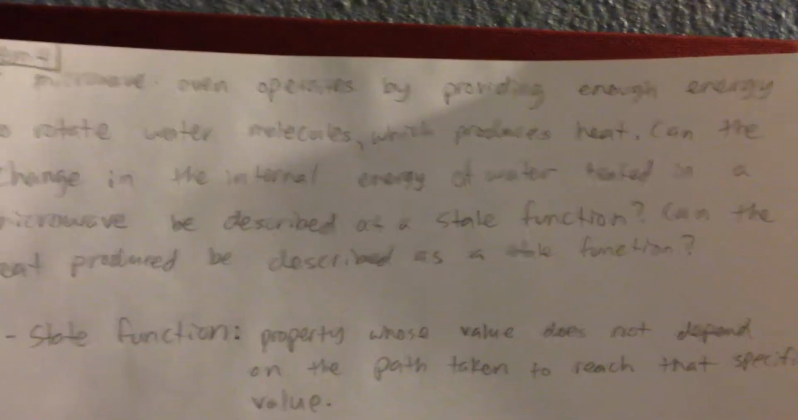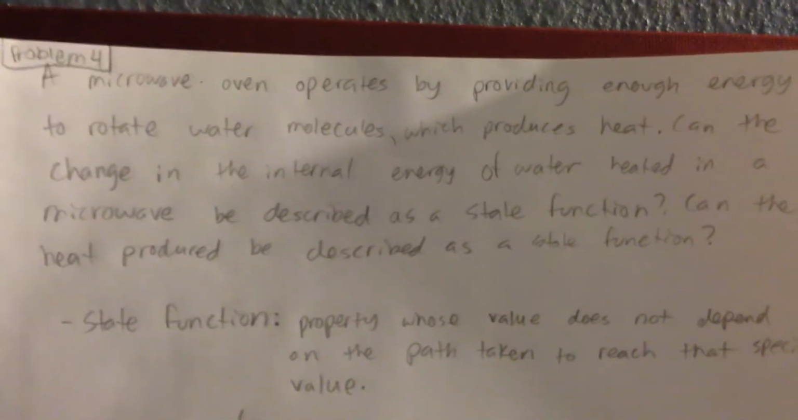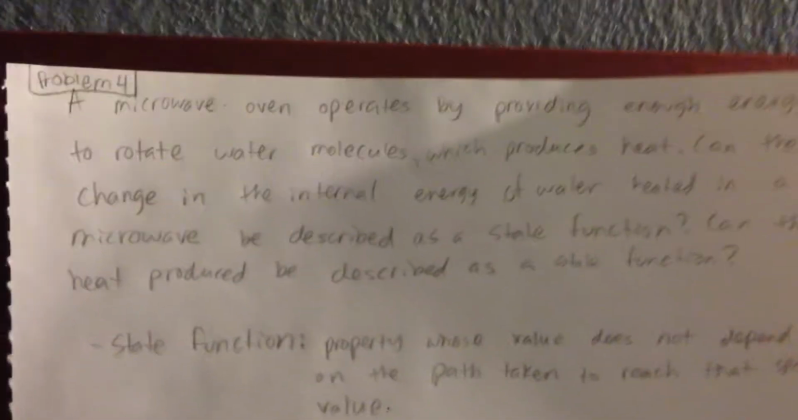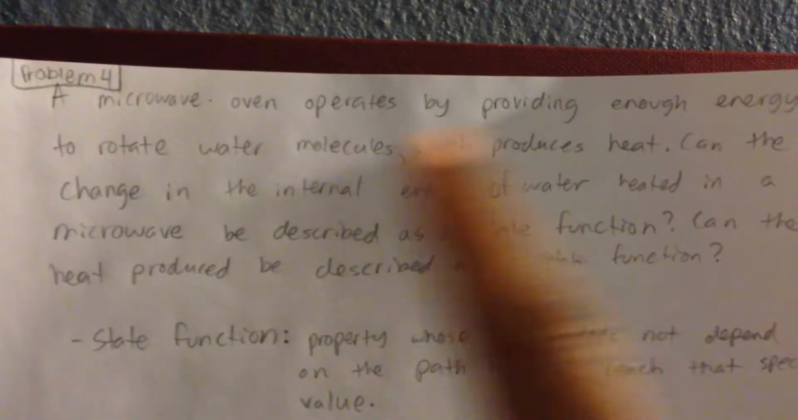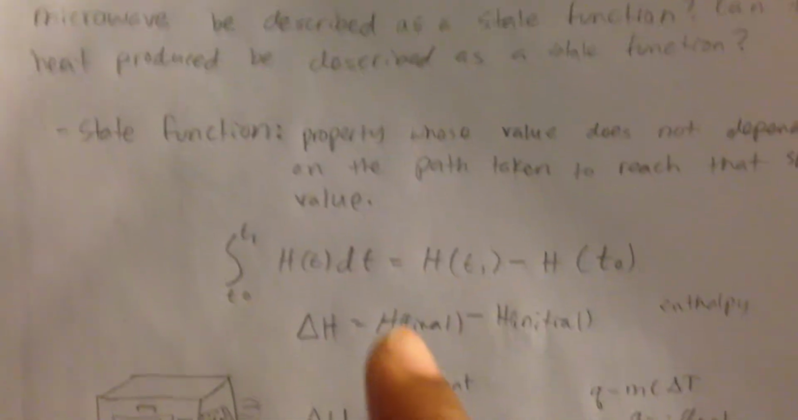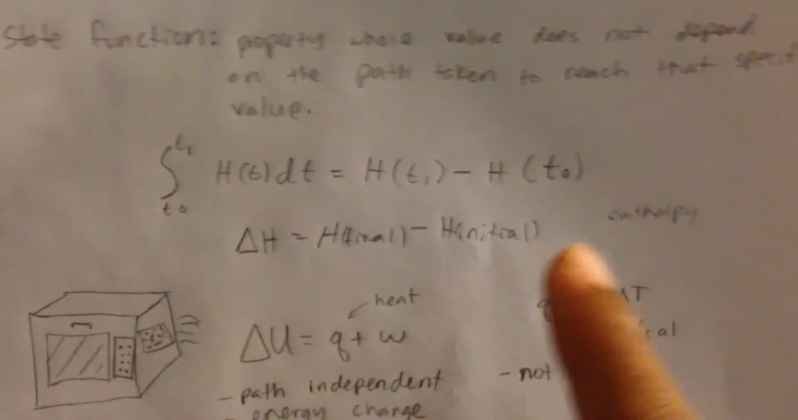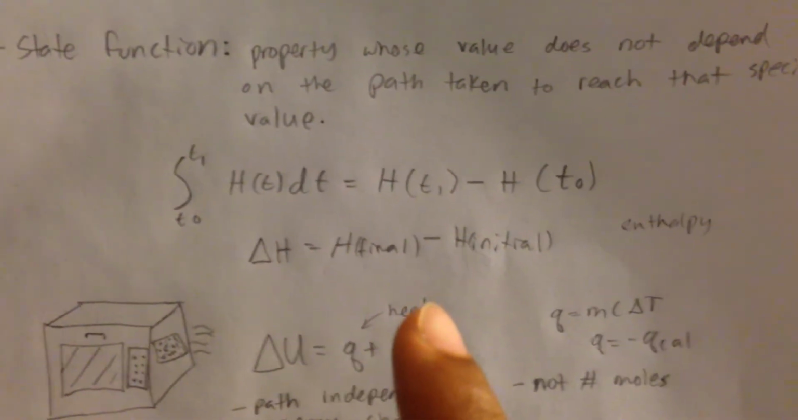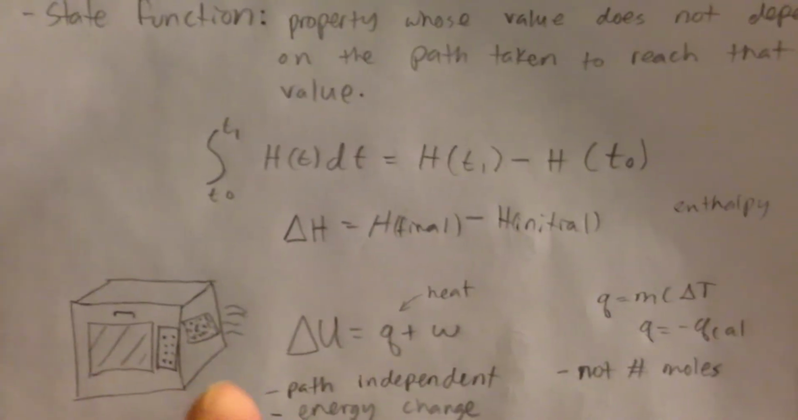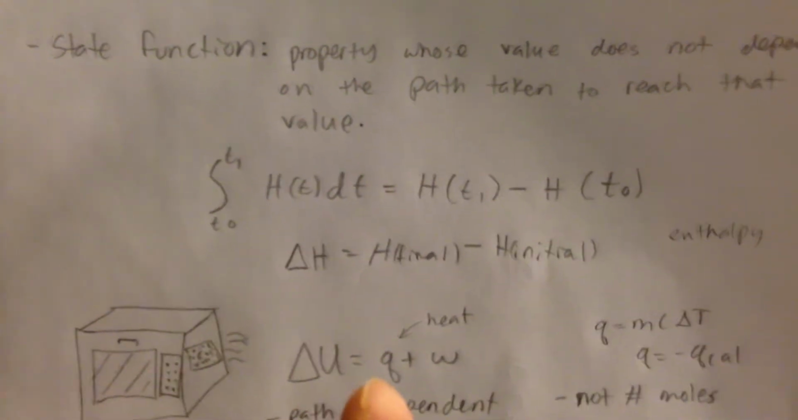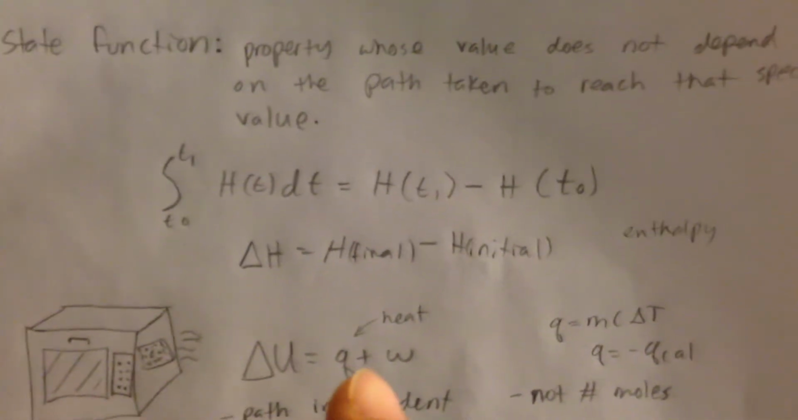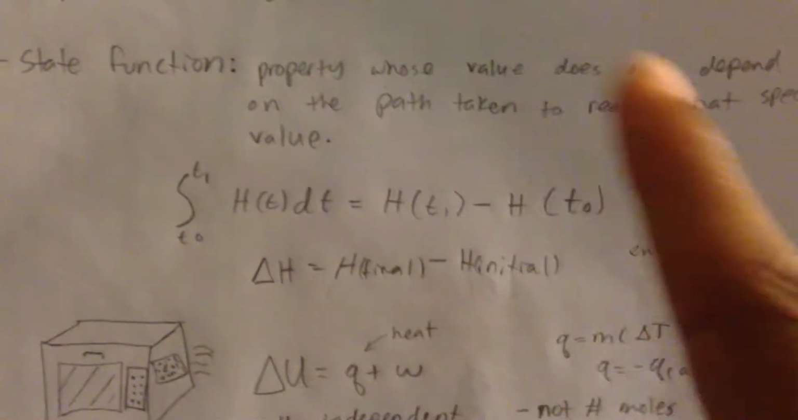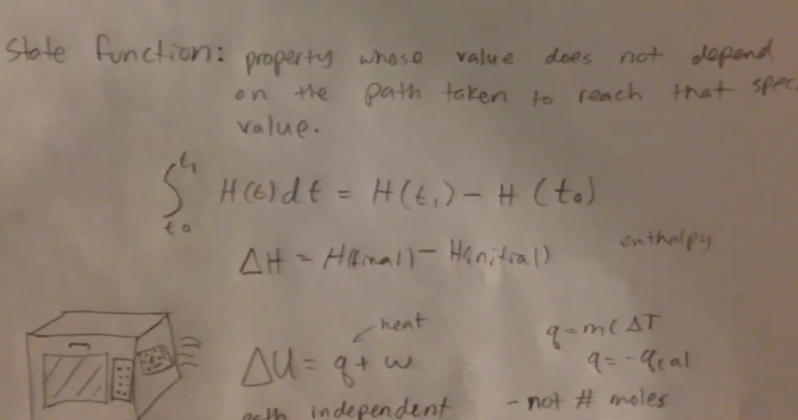So let's go back to our question to tie it together. It says, can a change in internal energy of water heated in a microwave be described as a state function? And they told us what a microwave does. A microwave operates by providing enough energy to rotate the water molecules. So tying this back into this energy here, when you take your water out of your microwave to drink it, you don't care about the molecules. It's independent of path. It does not depend on the path. You just know that your water is hot.